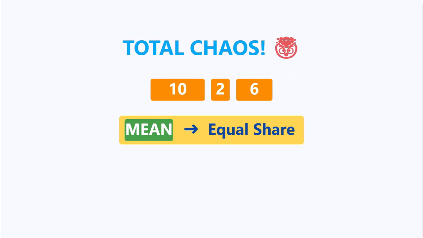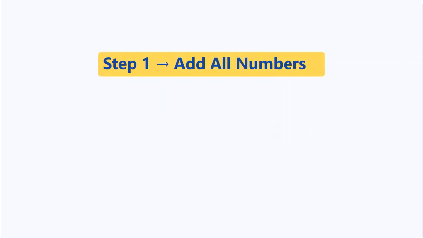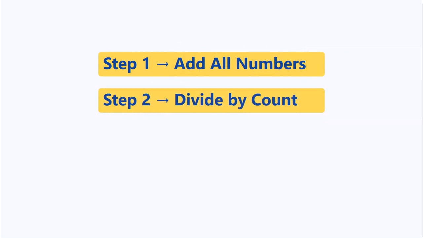Let's use a simple two-step method to find this equal share number. We follow 2 steps. First, make a big pile by adding all numbers. Next, divide that pile by how many numbers we have. This gives us a fair sharing number that represents the group.